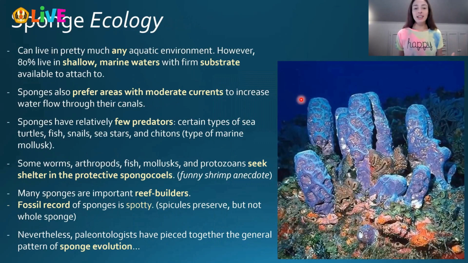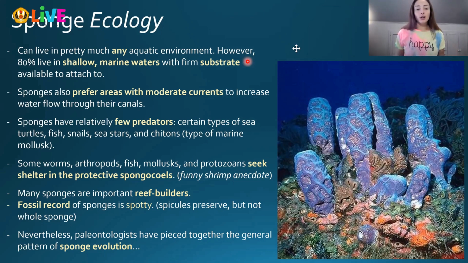In terms of where they live, even though they can live in pretty much any aquatic environment on Earth today, the majority, or about 80% of them, live in shallow marine waters where there is substrate available for them to attach to. Also, they prefer areas with moderate to strong currents because this increases the water flow through their canals, and so they can filter feed easier. And another beneficial thing for sponges is that they have relatively few predators. Basically, certain types of sea turtles, fish, snails, sea stars, and chitons might munch on them from time to time, but the most they're useful for is for protection.